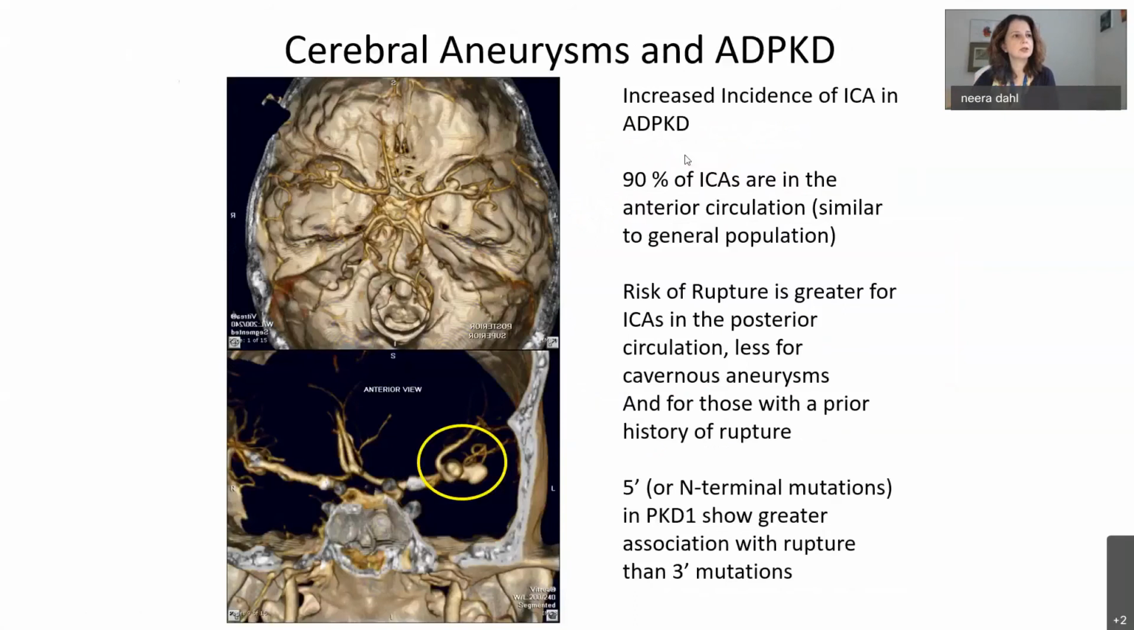The next point to consider is cerebral aneurysms in ADPKD. So we know that for all comers with ADPKD, the incidence of aneurysms is about 10 to 12%. And most of these are in the anterior circulation. And the risk of rupture is greater for those in the posterior circulation. And here I'm just showing you a picture of an angiogram of the brain, and you can see this little outpouching, which is the aneurysm.